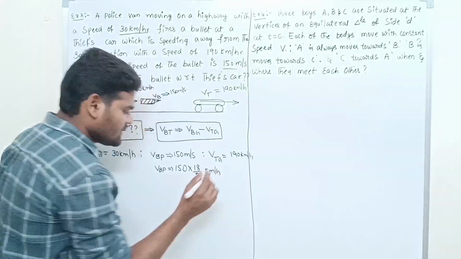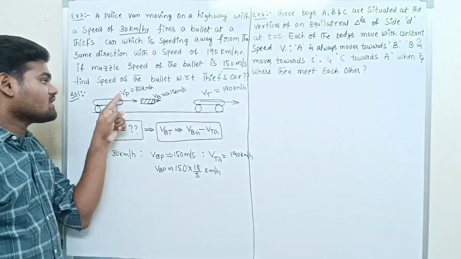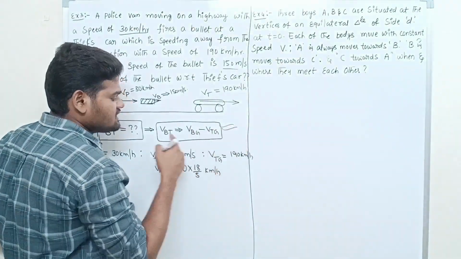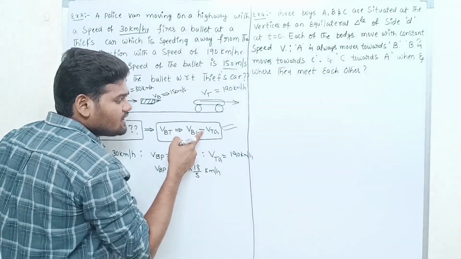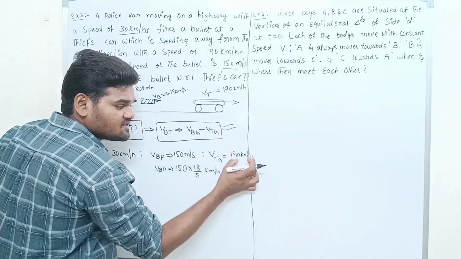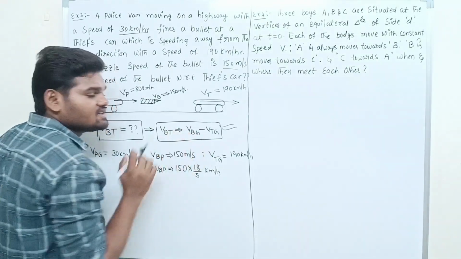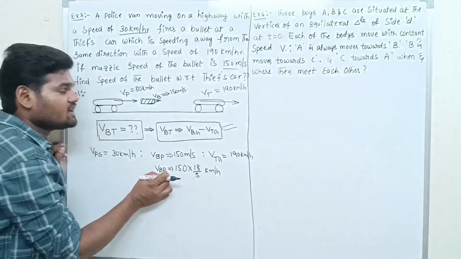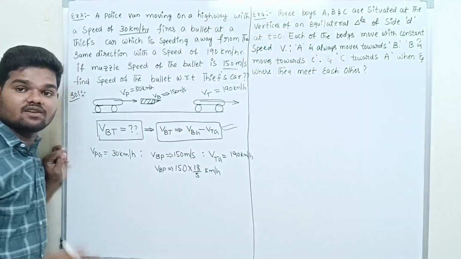Kilometer per hour. So this is the velocity of the bullet with respect to the policeman's car. What we have to find is the velocity of the bullet with respect to the thief's car, that is equal to the velocity of the bullet with respect to ground minus the velocity of the thief's car with respect to ground. We have the velocity of the thief's car with respect to ground, but we do not have the velocity of the bullet with respect to ground. We have the velocity of the bullet with respect to the policeman, so we have to find the velocity of the bullet with respect to ground.